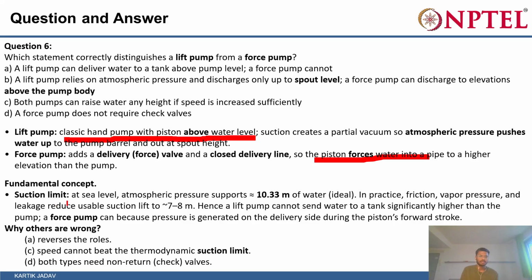And about the suction limit, we note that at sea level, atmospheric pressure supports 10.33 meters of water ideally, and in practice friction, vapor pressure, and leakage reduce the usable suction lift. Generally, practically, it is around 7 to 8 meters only. Hence a lift pump cannot send water to a tank significantly higher than the pump, and a force pump can, because pressure is generated on the delivery side during the piston forward stroke. It can deliver at a higher height.